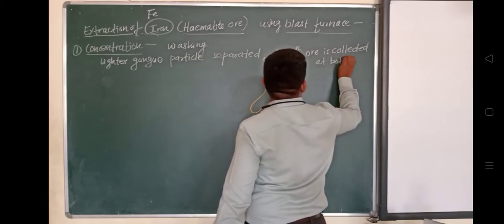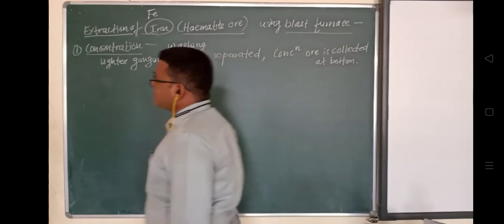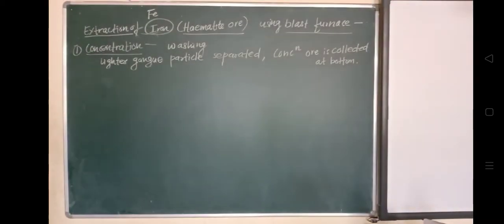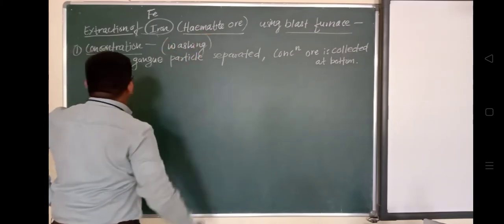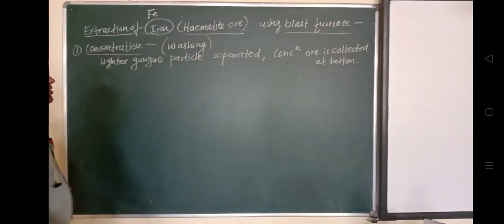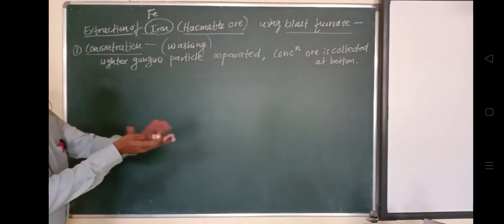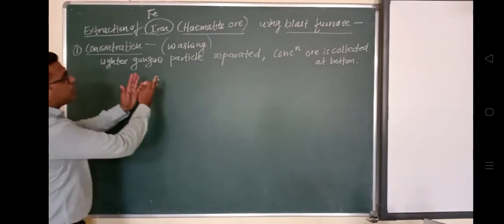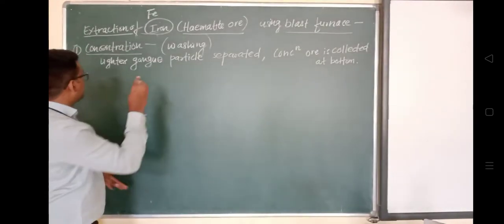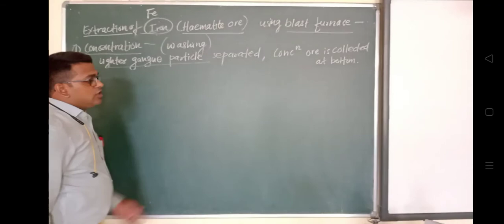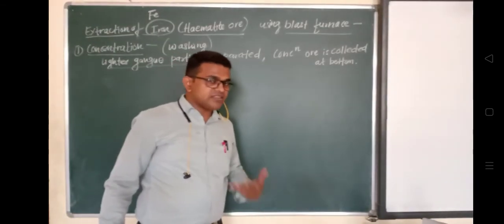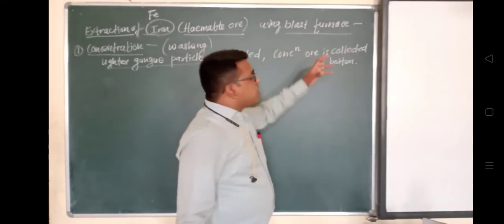So this is the very first step, that is called concentration. What is that step called? The concentration of the ore. क्या बोलते हैं इसको? Concentration of the ore. So concentration of this hematite ore by washing it. इसको wash करने के बाद, suppose the hematite ore is in powder form, lighter gangue particles will be separated, उससे हम लोग separate कर लेंगे, and we will obtain the concentrated ore collected at the bottom after washing it.